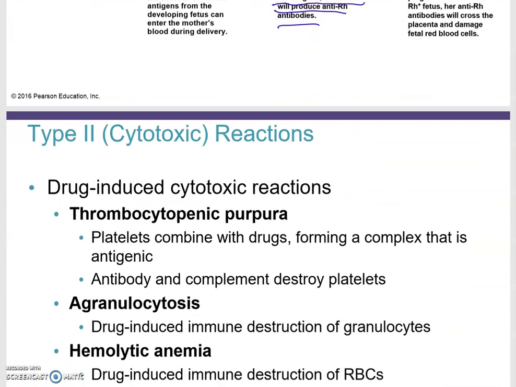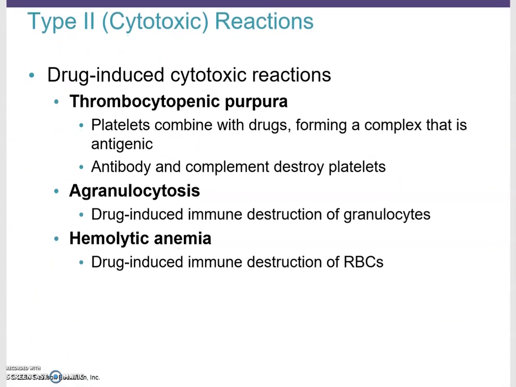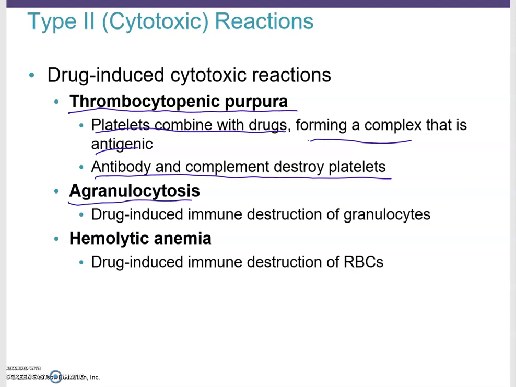But now let's move on to other type 2 cytotoxic reactions. And here are 3 listed. There are drug-induced cytotoxic reactions. The first one here is thrombocytopenic purpura. In this case, the platelets combine with drugs, forming a complex that is antigenic, and then the antibody and complement will destroy the platelets. And then you end up with thrombocytopenic purpura. And I'll show you a picture in a sec. Agranulocytosis, there you have drug-induced immune destruction of granulocytes. And then hemolytic anemia, that is drug-induced immune destruction of red blood cells.